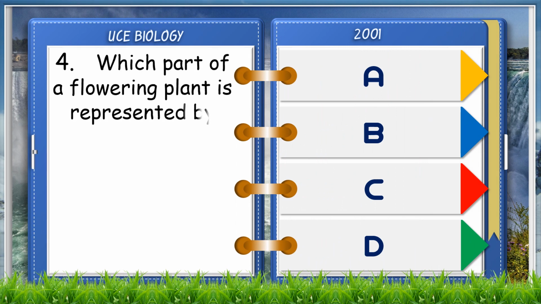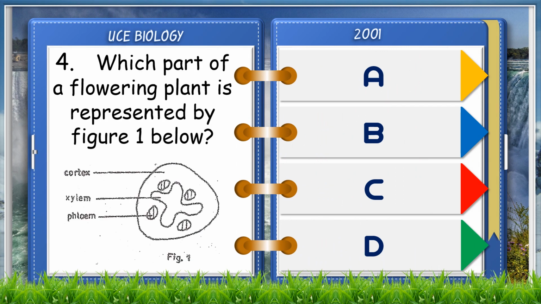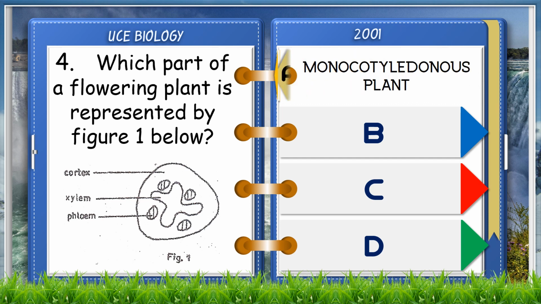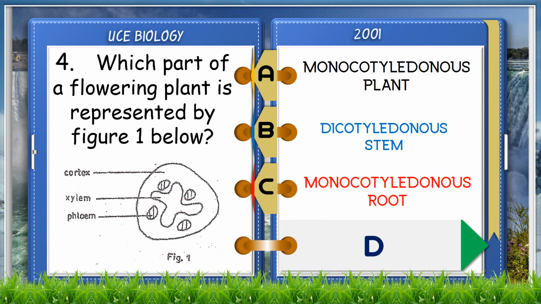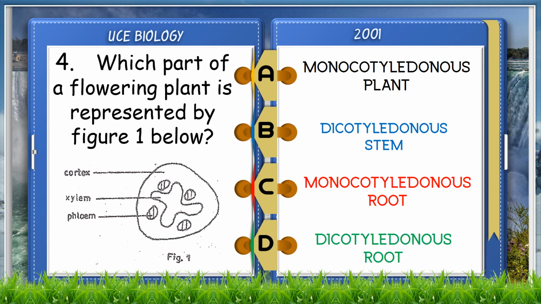Which part of the flowering plant is represented by the figure below? A. Monocotyledonous stem. B. Dicotyledonous stem. C. Monocotyledonous root. D. Dicotyledonous root. The answer is D. Dicotyledonous root.